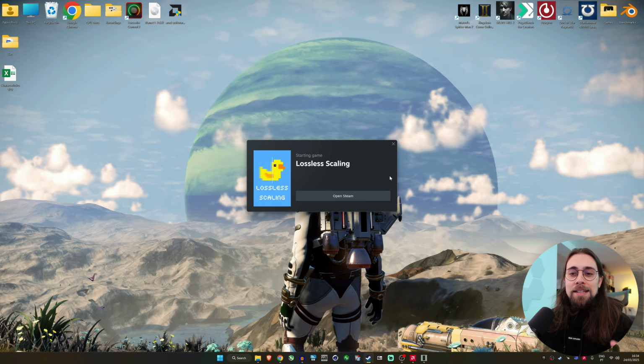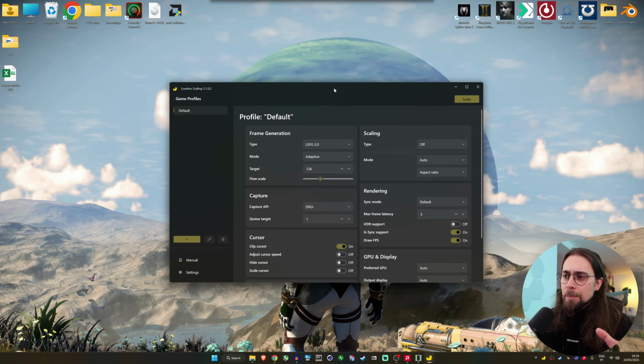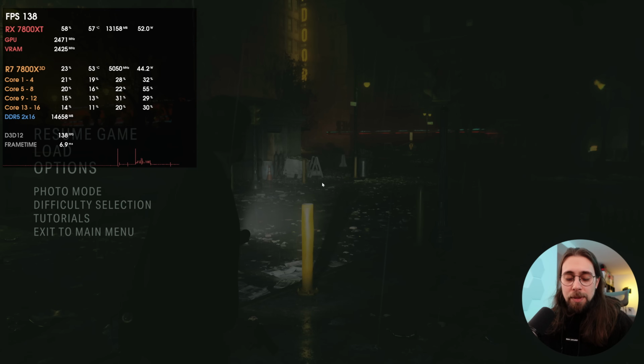But I guess it is adaptive mode with some games, because it did work before, or maybe this version just has some bugs. Let's try the fixed mode for 2 times and see if it works. And we go back to Alan Wake, Ctrl Alt plus S. And it just doesn't work.